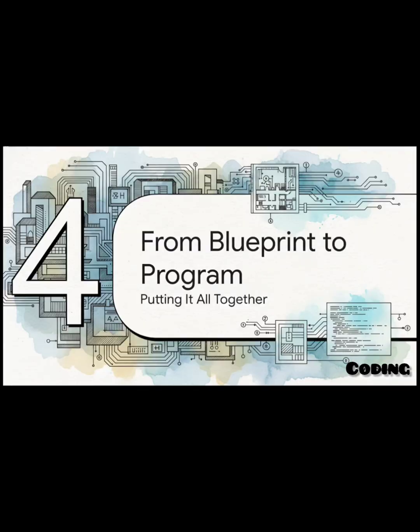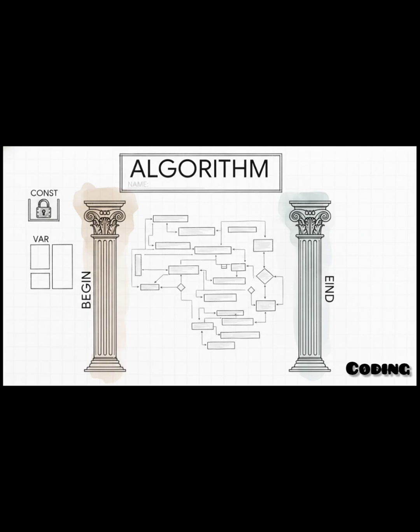Okay, we've got our ingredients, the variables and data types. We've got our rules of logic, the operators. Now let's see how we put it all together to build that formal blueprint, the one that's ready to be turned into a real program. A proper algorithm has a really clean and clear structure. First, you give it a name. Then, you define any constants you might need. After that, you declare all the variables you're going to use. And then, everything that actually happens, all your instructions, goes right there between begin and end. It keeps everything super organized.